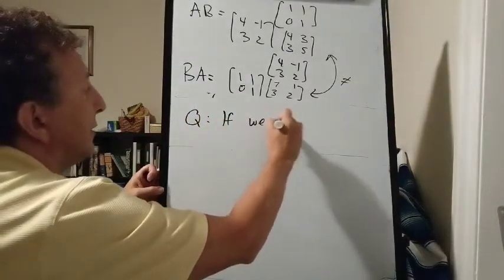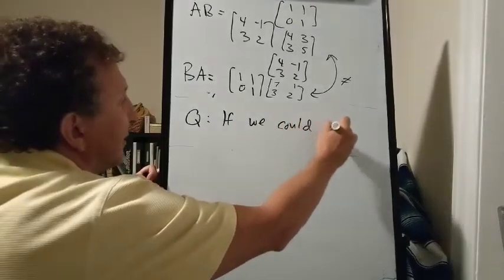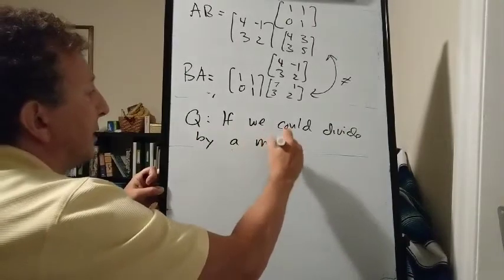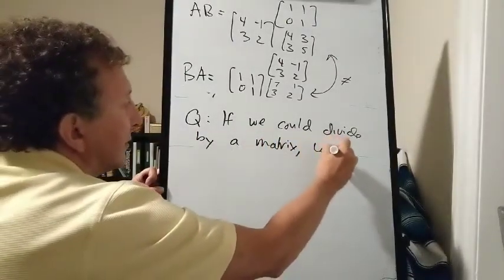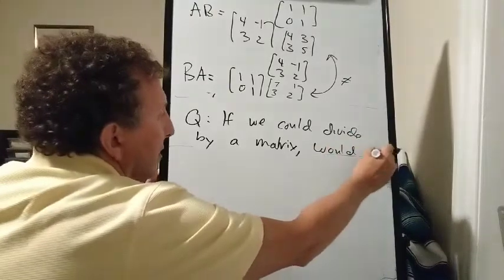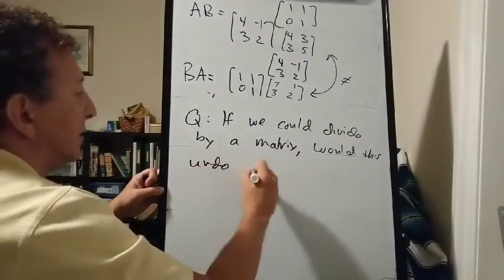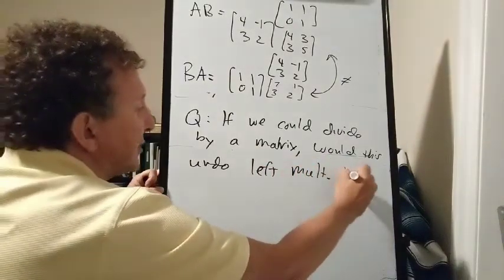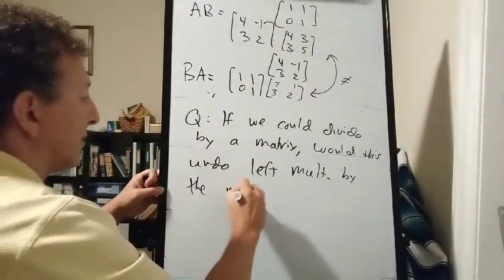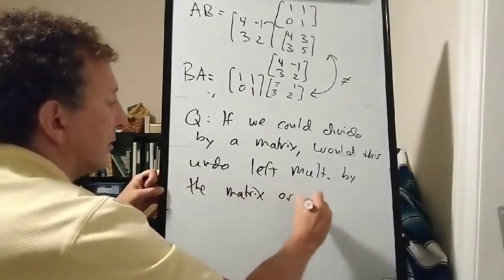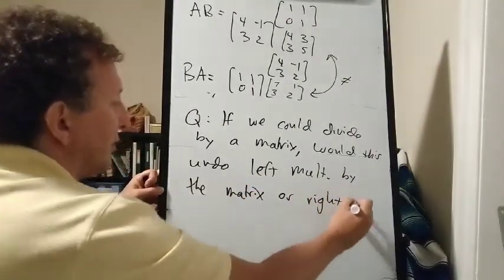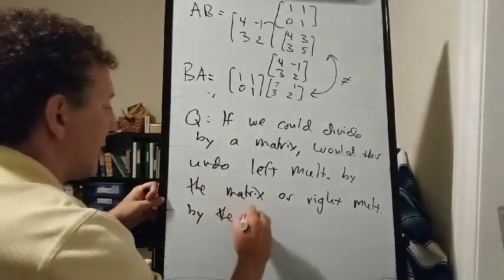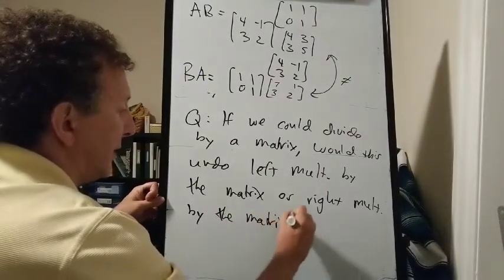So if we could divide by a matrix, would this undo left multiplication by the matrix? Or right multiplication? By the matrix.